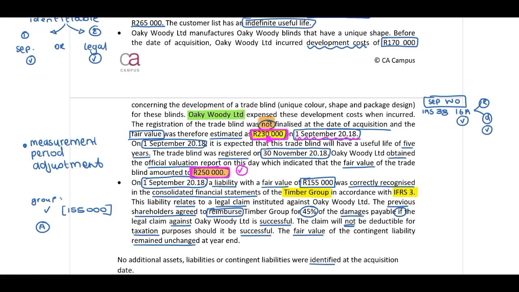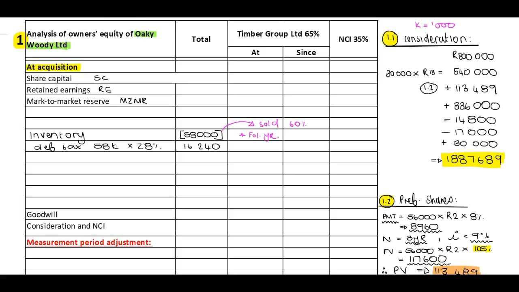Guys, you can look at the solution. In the solution, we have done this separately. First the 230,000 and then the additional movement. But I'm going to include the 250,000 because I now know that this is a measurement period adjustment and I need to use this. Therefore, you will identify in the solution that we have this measurement period adjustment section. But I prefer to include this at acquisition because I do know that I will have to include this intangible asset.